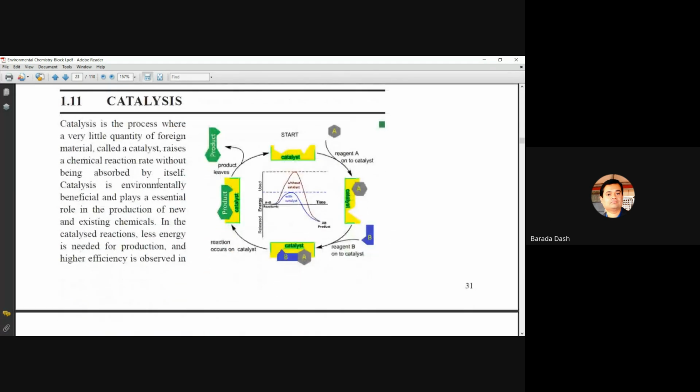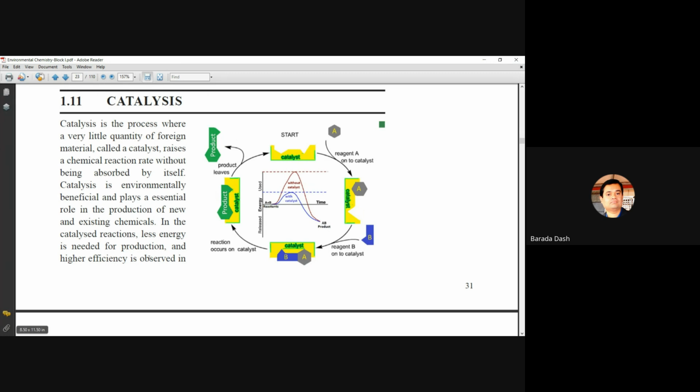So next is catalysis. A catalyst is used to reduce the activation energy of a reaction. This figure shows a reaction without catalyst, which has very high activation energy. But if you add a little bit of catalyst, it will reduce the activation energy, and very little activation energy is required.